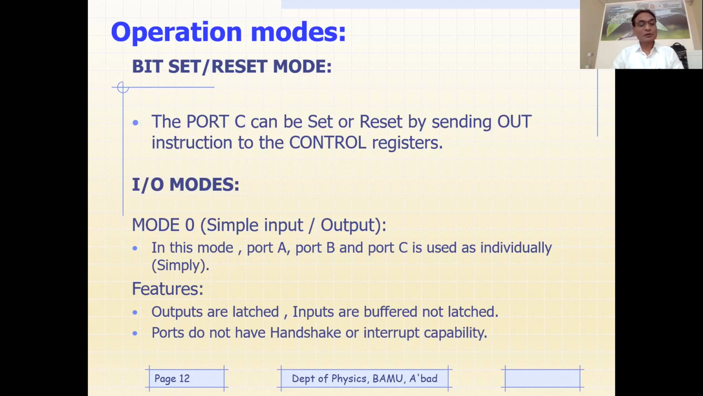What are the features? Outputs are latched and inputs are buffered. Inputs are not latched, inputs are buffered. Ports do not have handshake or interrupt capabilities because you don't have handshake signals in simple IO mode. It is there in mode 1, right? Mode 0 is without handshake, so it doesn't have any handshake or interrupt capability.